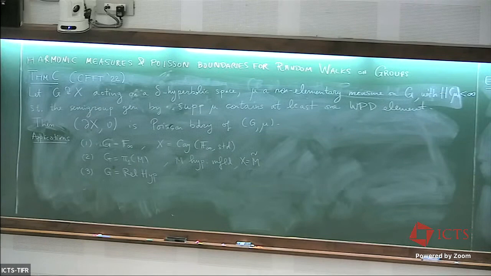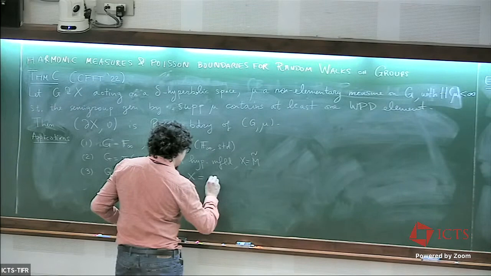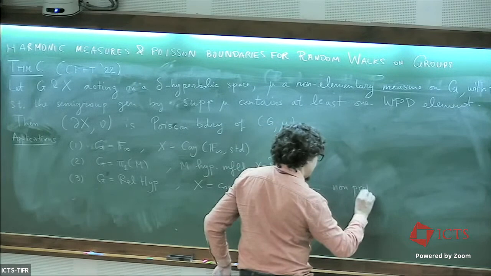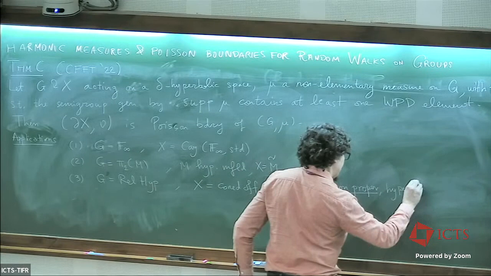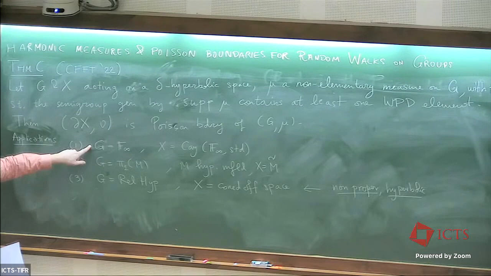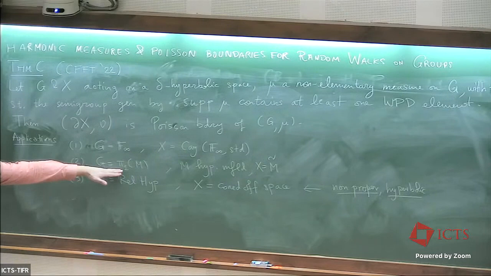Okay, so if G is a relatively hyperbolic group, if you know a little bit of that, X would be the coned-off space, when you cone off the peripheral subgroups. In this case, this is the first example where X is non-proper but hyperbolic. So these were theorems before with a stronger assumption. We basically remove this moment condition on all this literature. This one, I didn't see it in the literature, but okay. This one is basically the same proof as the classical Kaimanovich proof.